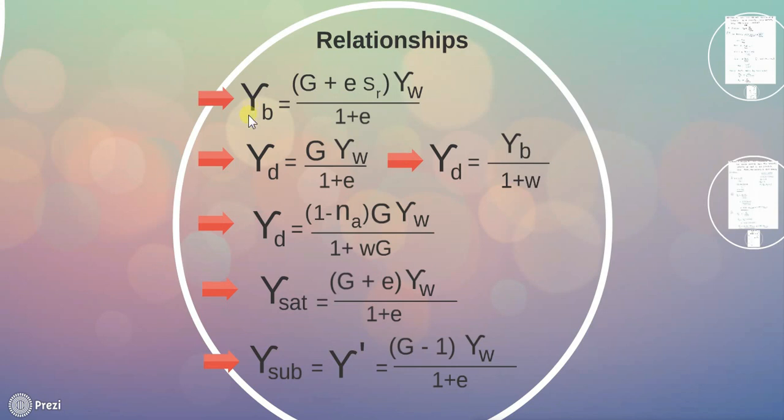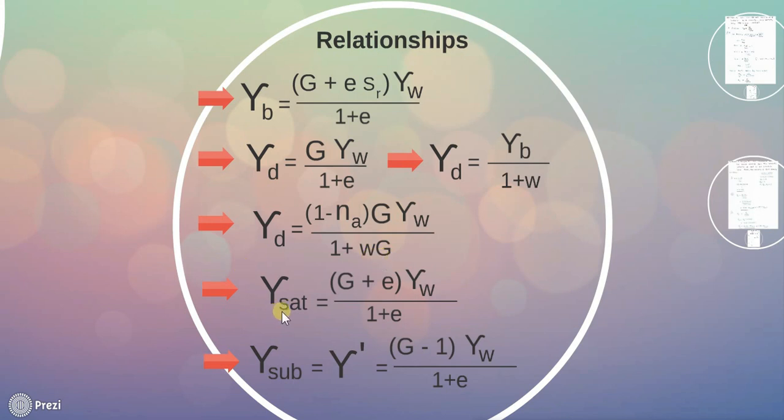Gamma B, bulk unit weight, is equal to (G plus E into SR) into gamma W, unit weight of water, upon 1 plus E. G is specific gravity, E is void ratio, SR is degree of saturation. Same way, gamma D is equal to G into gamma W upon 1 plus E. Same way, gamma D is equal to gamma B upon 1 plus W. Gamma D, dry unit weight, is also equal to (1 minus Na) into G into gamma W upon 1 plus W into G. Na is percentage air voids, W is water content and G is specific gravity.